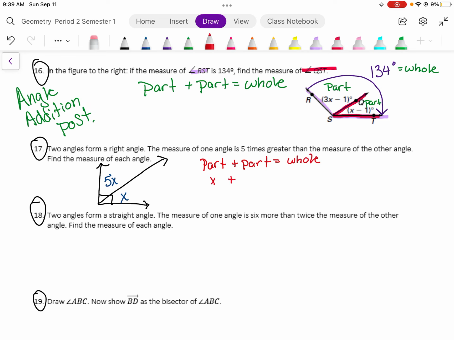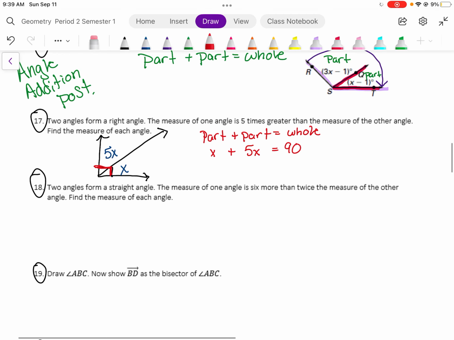So this one, we would just have x plus 5x equals 90 because we were told that this is a right angle. Once you figure out what x is, substitute it in, and you can find both angle measurements.